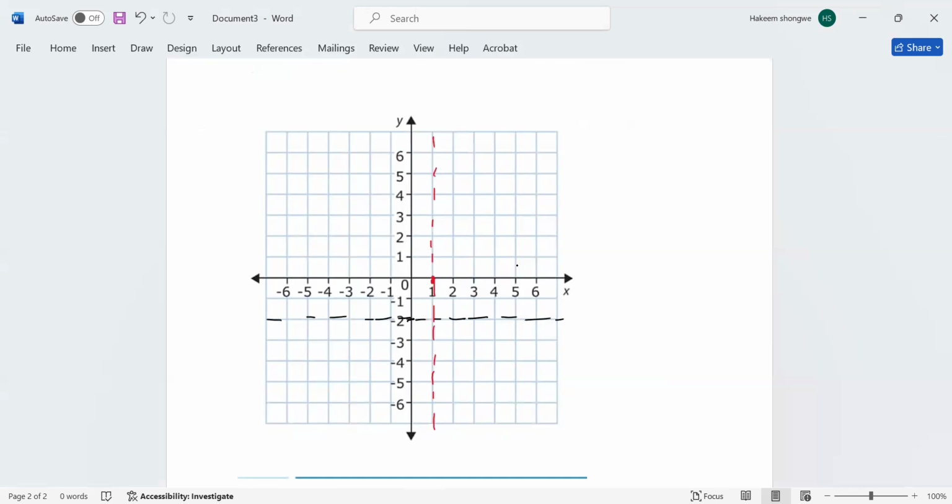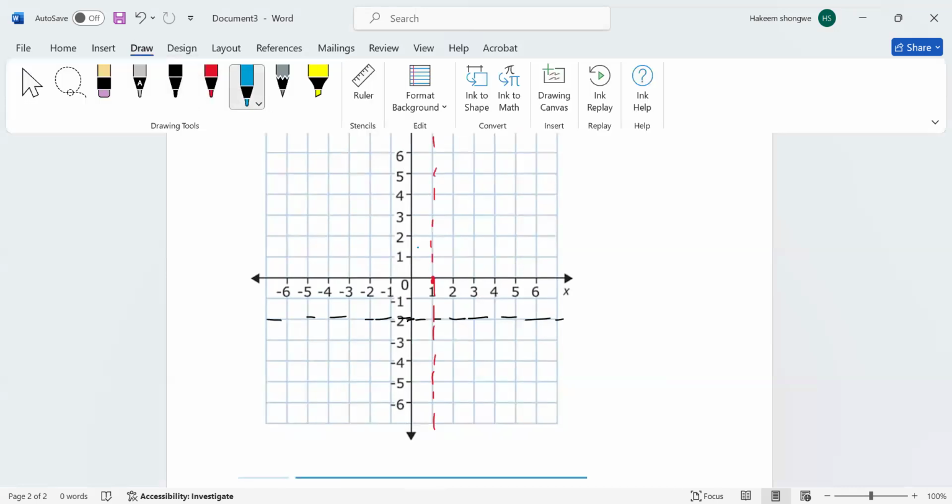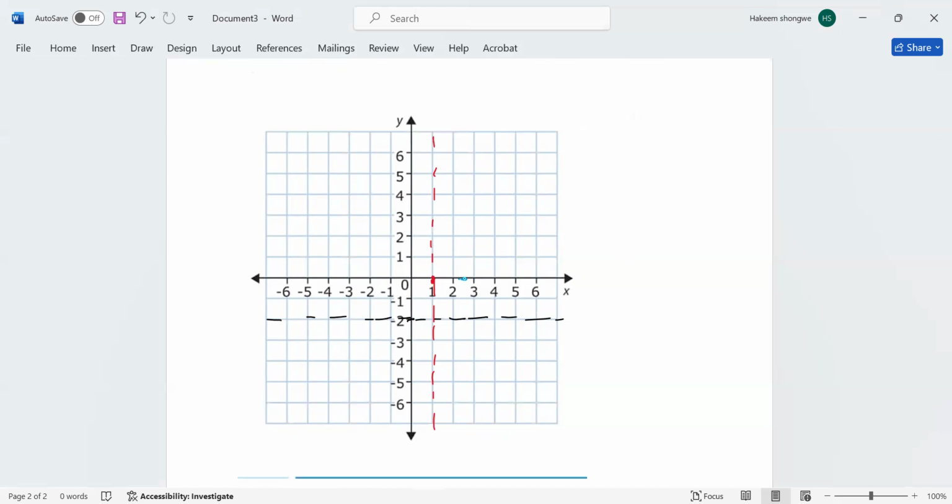And then the next one, we want the x and the y intercept. We can do them with blue. The x-intercept is positive 2.5. So we expect it to be somewhere here in between. So this one is 2.5. And then we also have the y-intercept, minus 5.